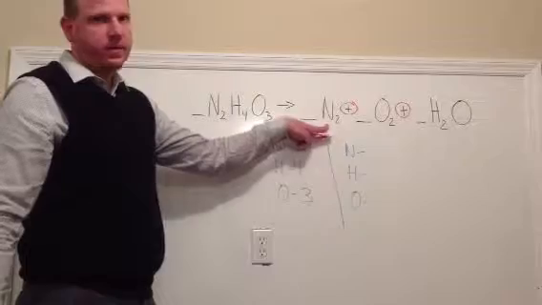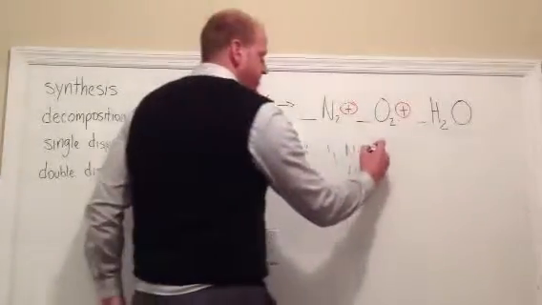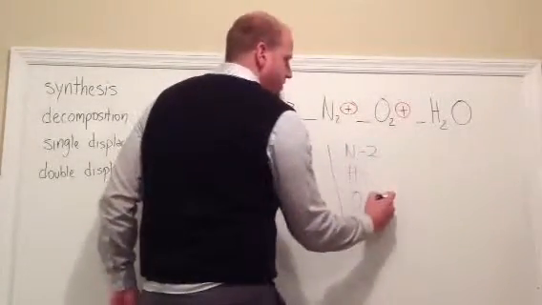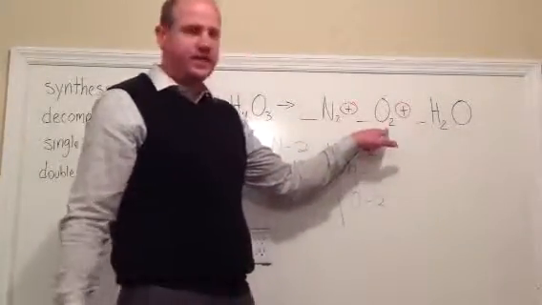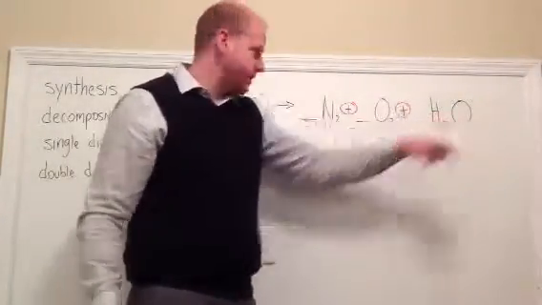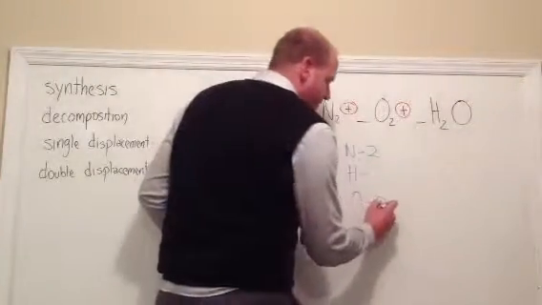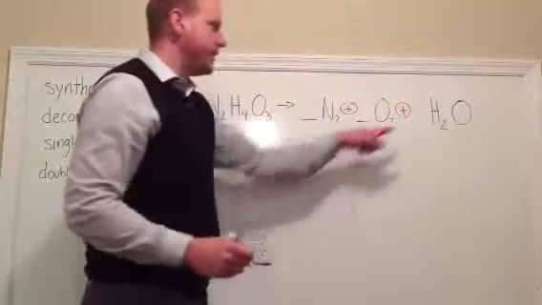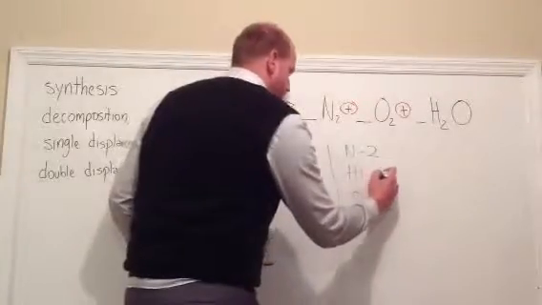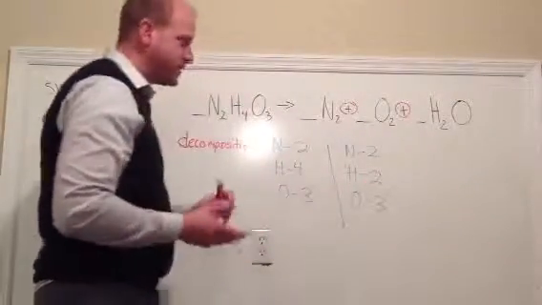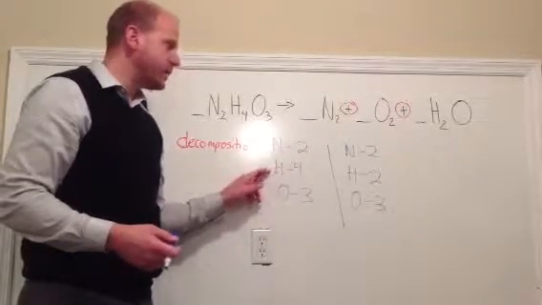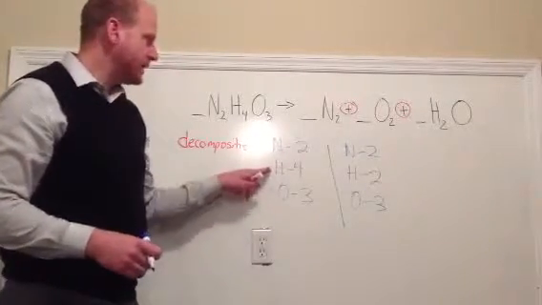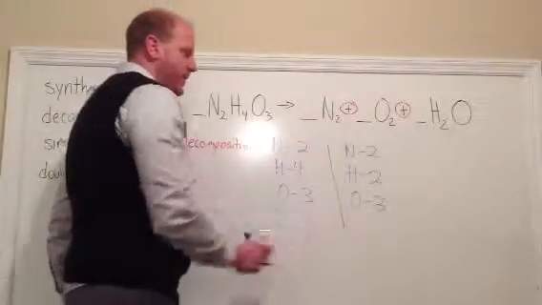On my product side, I have 2 nitrogen, 2 oxygen, almost made a mistake there. I've got 2 oxygen right here and 1 oxygen over here. So I actually have 3 oxygen, and then I have 2 hydrogen. Once again, this one's easy to know where to start with because all the elements are balanced except for hydrogen. In order to balance my hydrogen, I have to multiply my product side by 2.